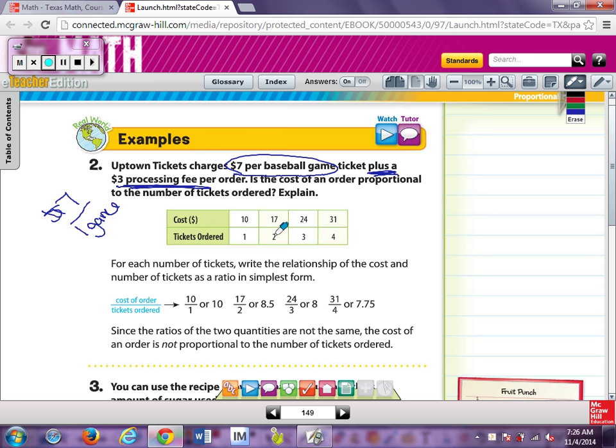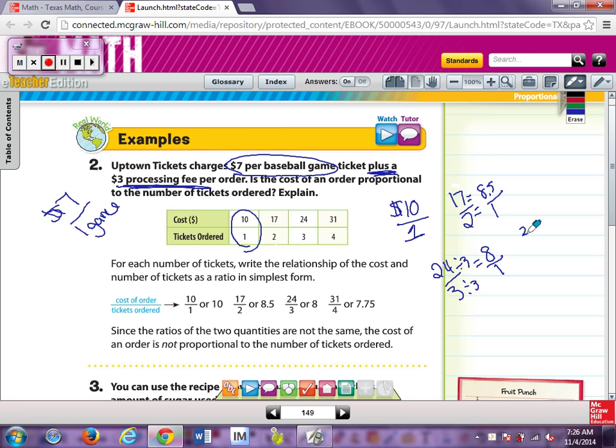I have my first ratio here, my unit rate, and it's $10 in this case, because remember that fee for one ticket. If I look at my next one, I have 17 to 2. Well, if I divide it by 2, I get 8.5 to 1. Okay, that's different. Let's look at the next one, 24 to 3. Well, these are nice numbers. I can divide the top and the bottom by 3, and I get 8 over 1. Okay, so I had 10 over 1, 8.5 over 1, 8 over 1.